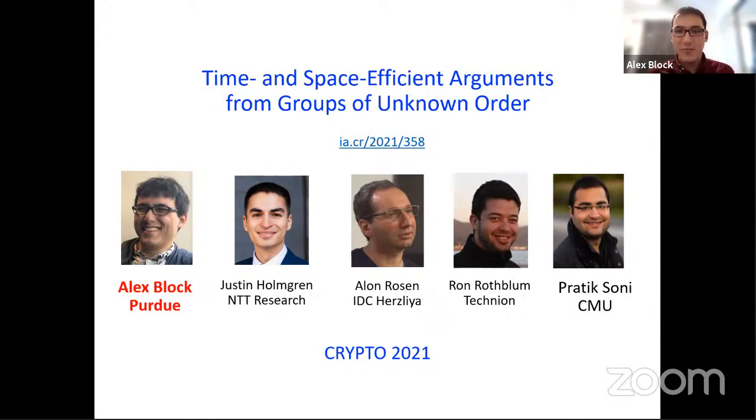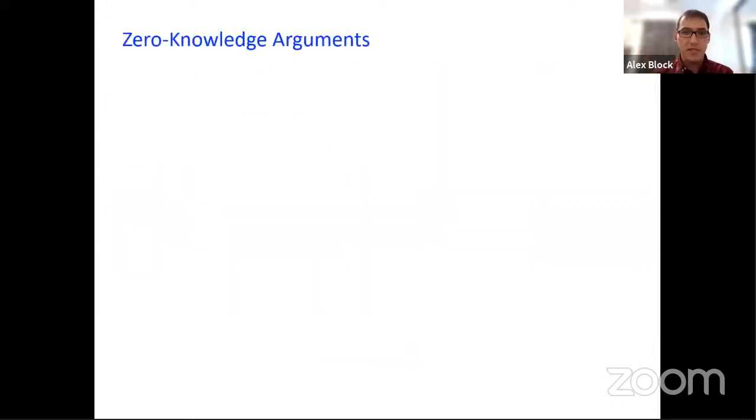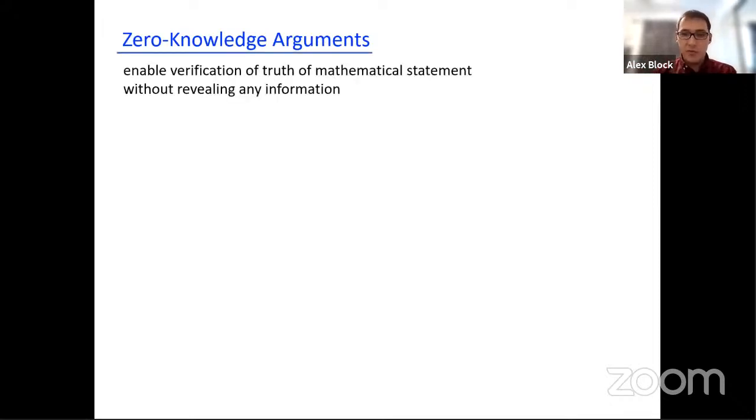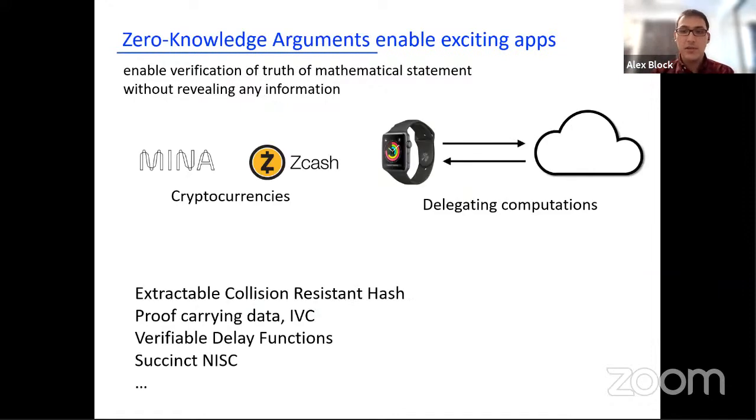Hello, everybody. I'm Alex, and I'm very happy to talk about this work, time and space efficient arguments from groups of unknown order. Again, joint work with my amazing set of co-authors, Justin, Alon, Ron, and Pratik. So the topic of today is zero-knowledge arguments. And zero-knowledge arguments, everyone here knows, are a cornerstone of modern cryptography. They enable verification of mathematical statements without revealing any other information. And they enable several exciting applications, including delegation of computation to the cloud, cryptocurrencies with interesting properties like succinctness and privacy, and various other interesting objects.